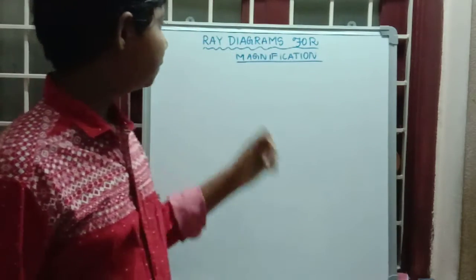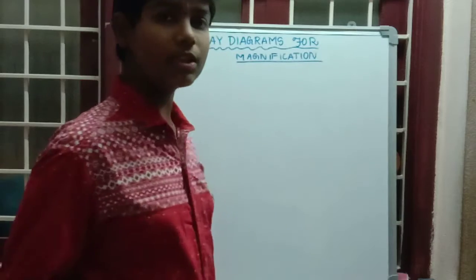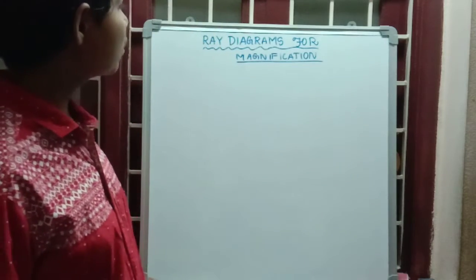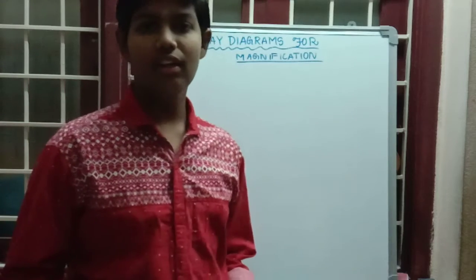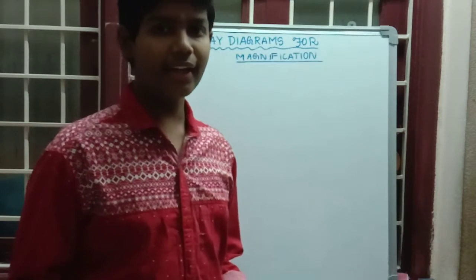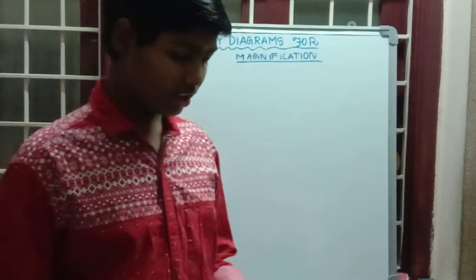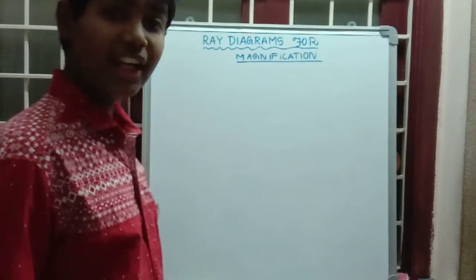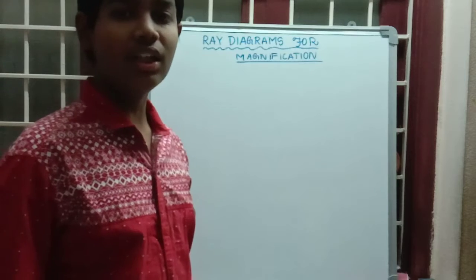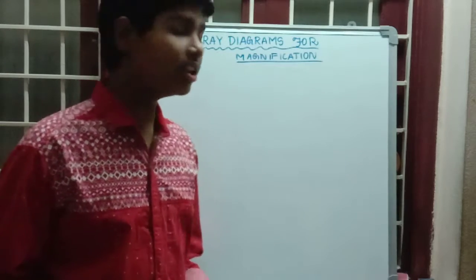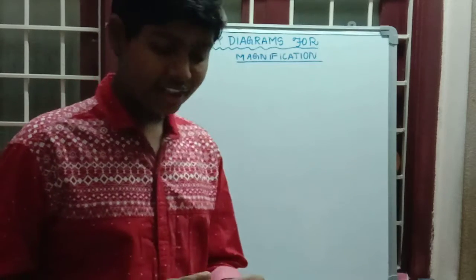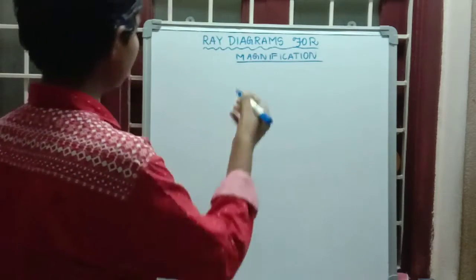Hello everybody. Now we are discussing ray diagram drawing for magnification. Suppose the magnification value is given; for that, how to draw the ray diagram we will discuss. In the previous video we have seen the direct rules: m greater than 1, m equal to 1, m less than 1, and how to draw the ray diagram. So now we will take some examples and do them.